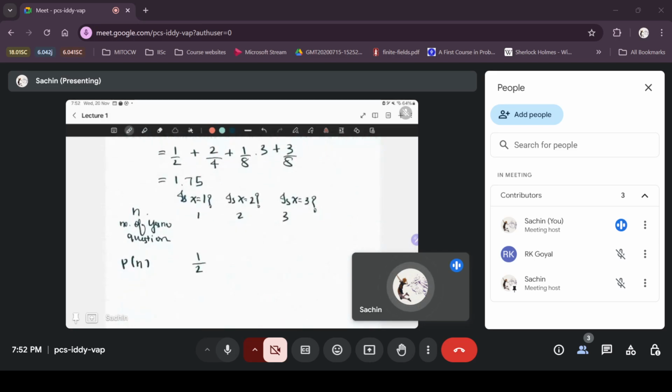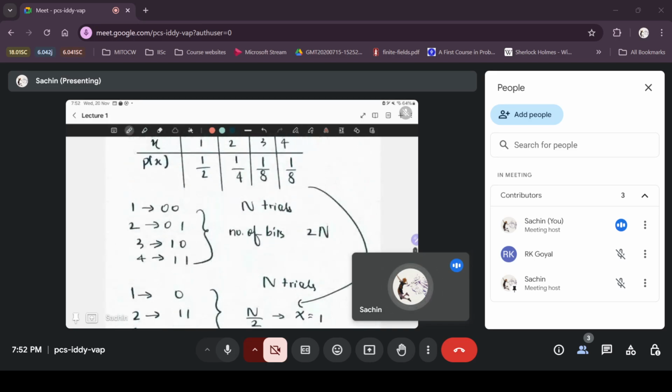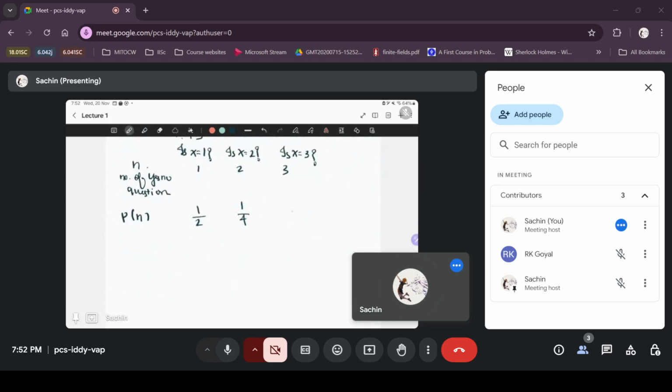Suppose x is equal to 2, then you'll have to ask two questions. So the number of questions will be 2. The probability of that is the same as the probability that x is equal to 2. So you'll ask two questions with probability 1 over 4. Now if x is equal to 3 or 4, then you'll ask three questions. So the probability that you'll ask three questions is the same as the probability that x is equal to 3 or 4, which is 1 over 8 plus 1 over 8. This is 1 over 4.